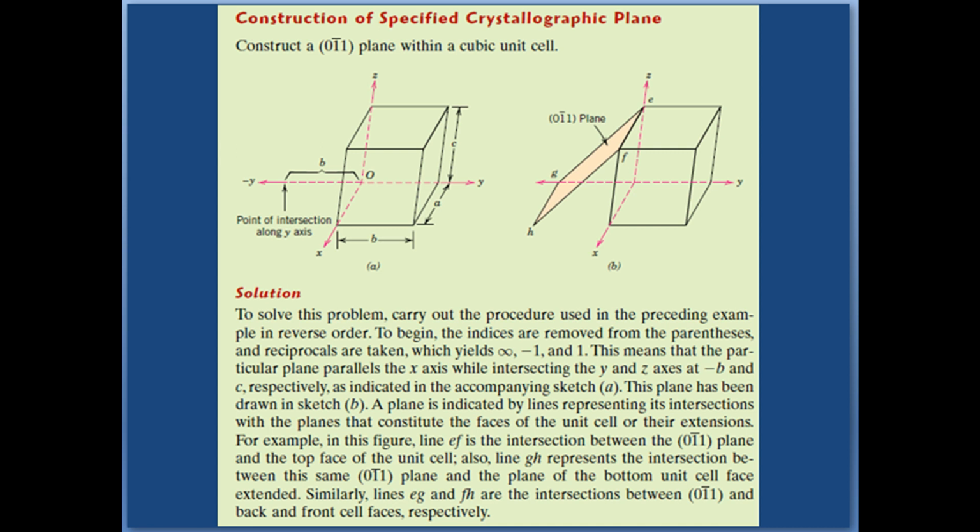It is our step number 3. Then we will move towards step number 2, that is, at this point, the crystallographic plane either intersects or parallels each of the three axes.